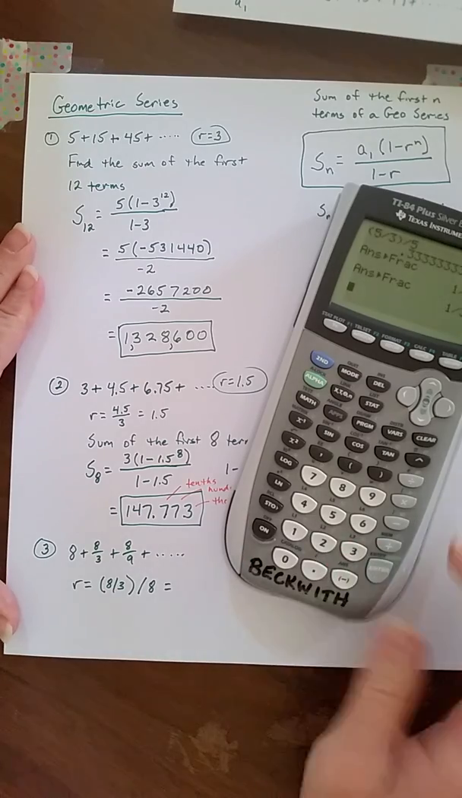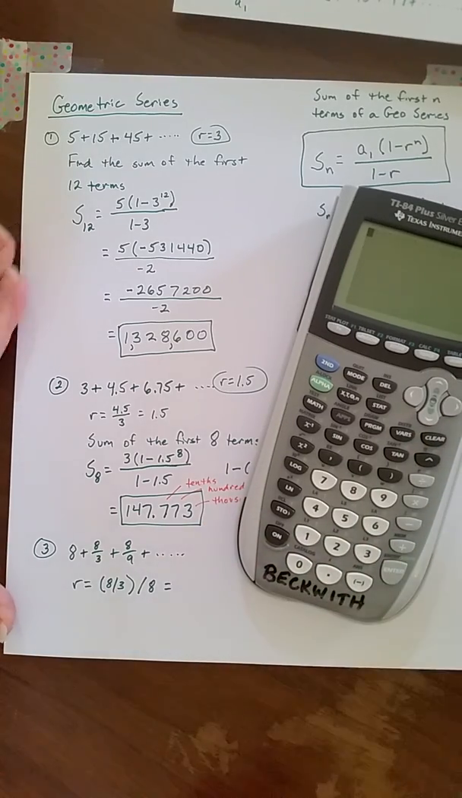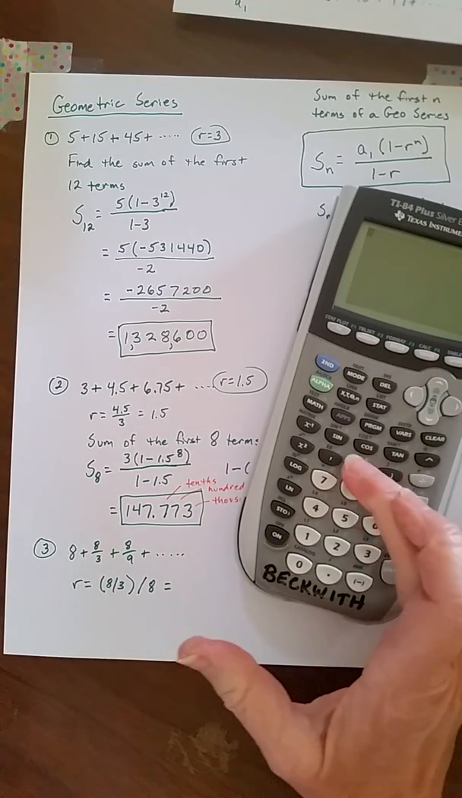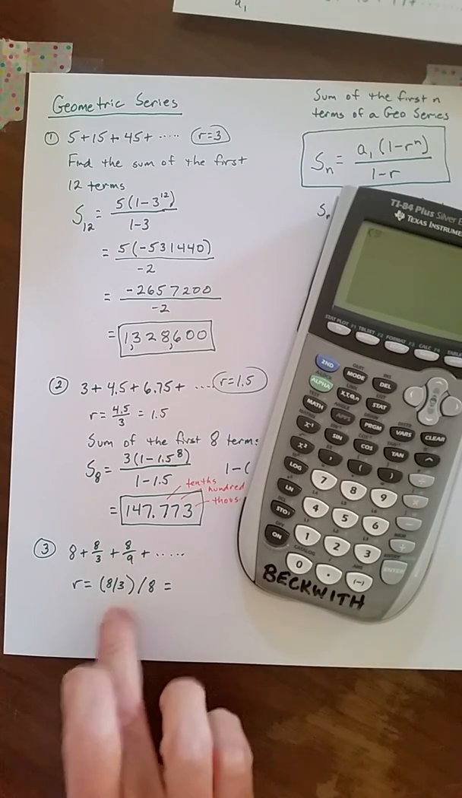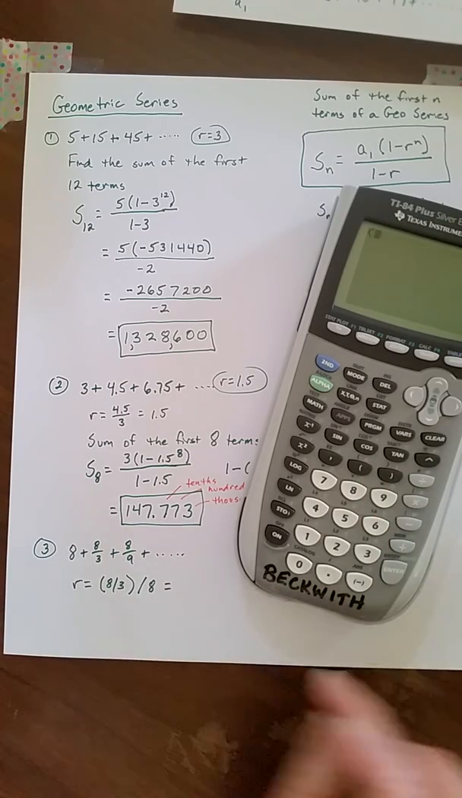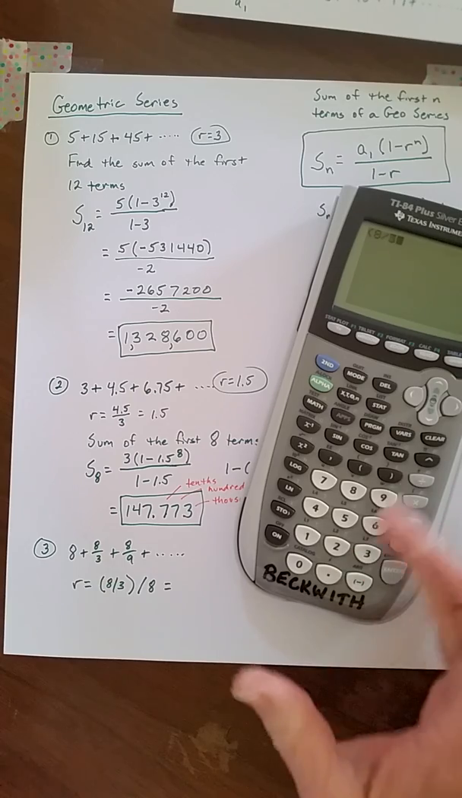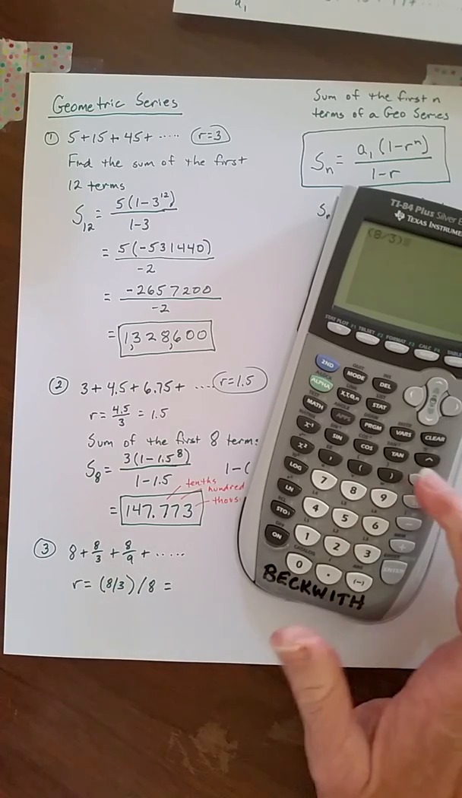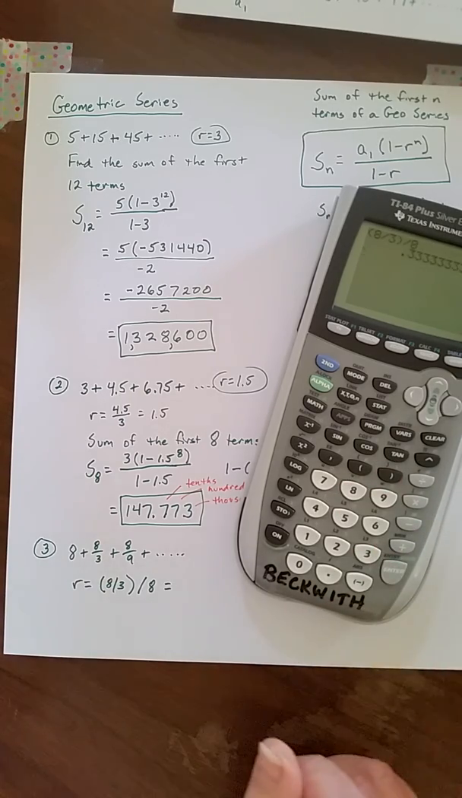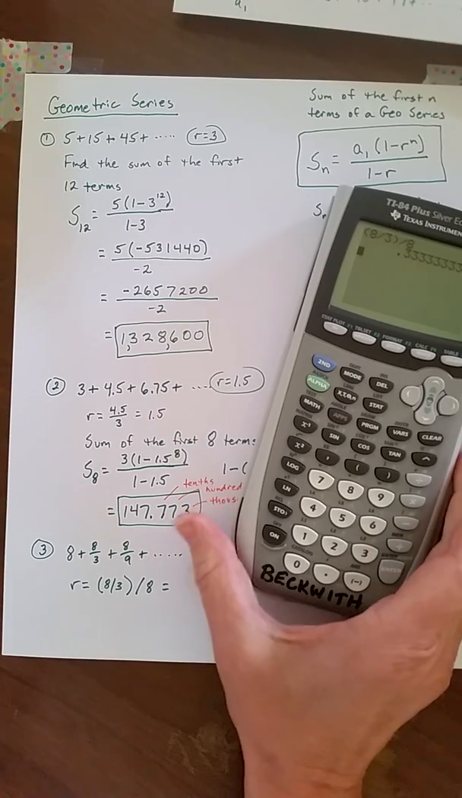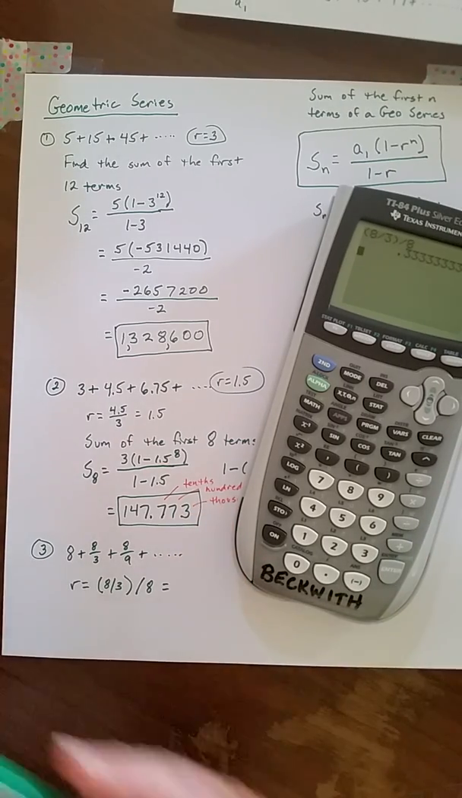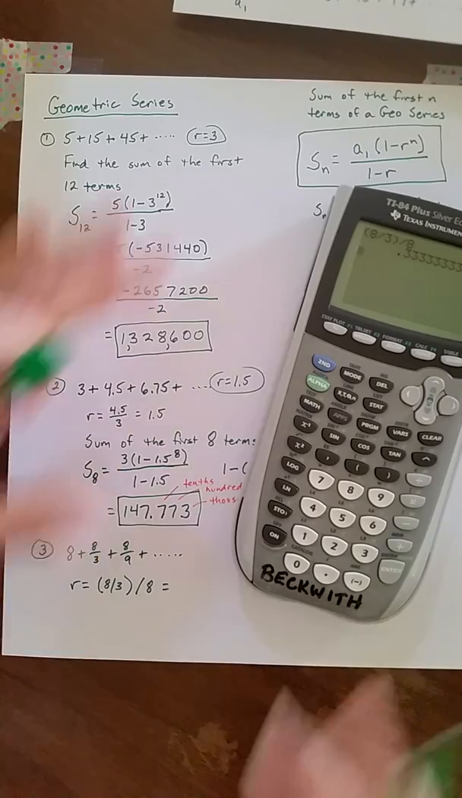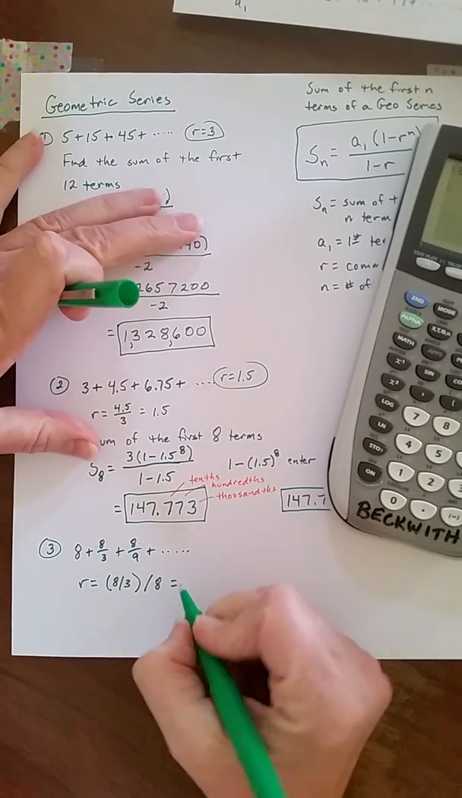I'm going to clear that out. When you do parentheses, always put that numerator, that first term, in parentheses. 8 divided by 3, close parentheses, divided by 8, you get 0.33333. Well, you don't want to use 0.33333 because your answer is going to be wrong.